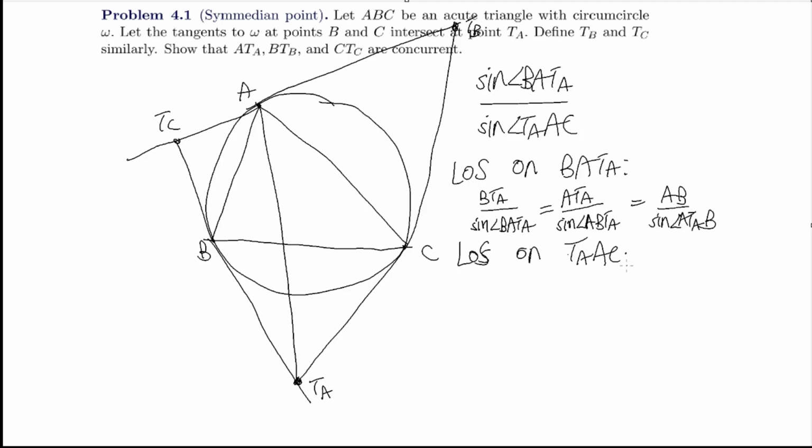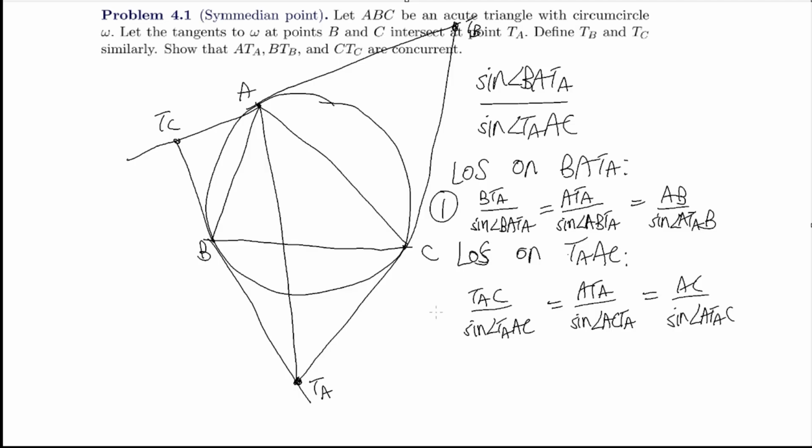And similarly, when we use it on this triangle here, we get TAC over the sine of angle TAAC is equal to ATA over sine angle ACTA, and this is equal to AC over sine angle ATAC. Okay, so now we know that this is true. We can involve both of these sines together, and we want the BATA to be on the numerator and this to be on the denominator. So let's divide equation 2 by equation 1.